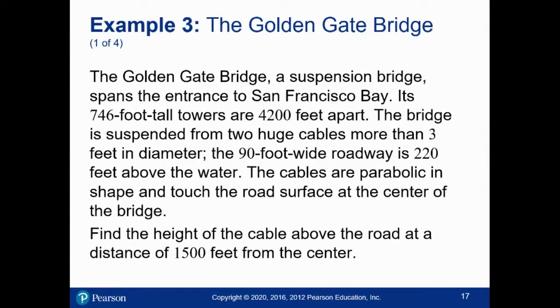Yeah, you're back. Well, as promised, let's do example 3. So the Golden Gate Bridge, I'm from San Francisco. Bit of personal trivia about me, yay.